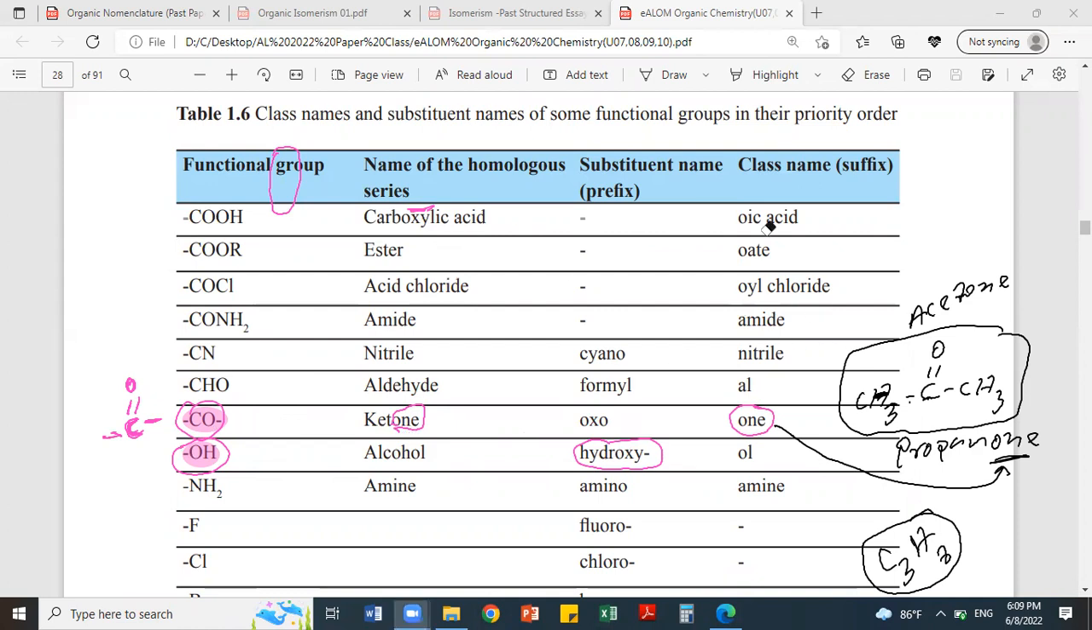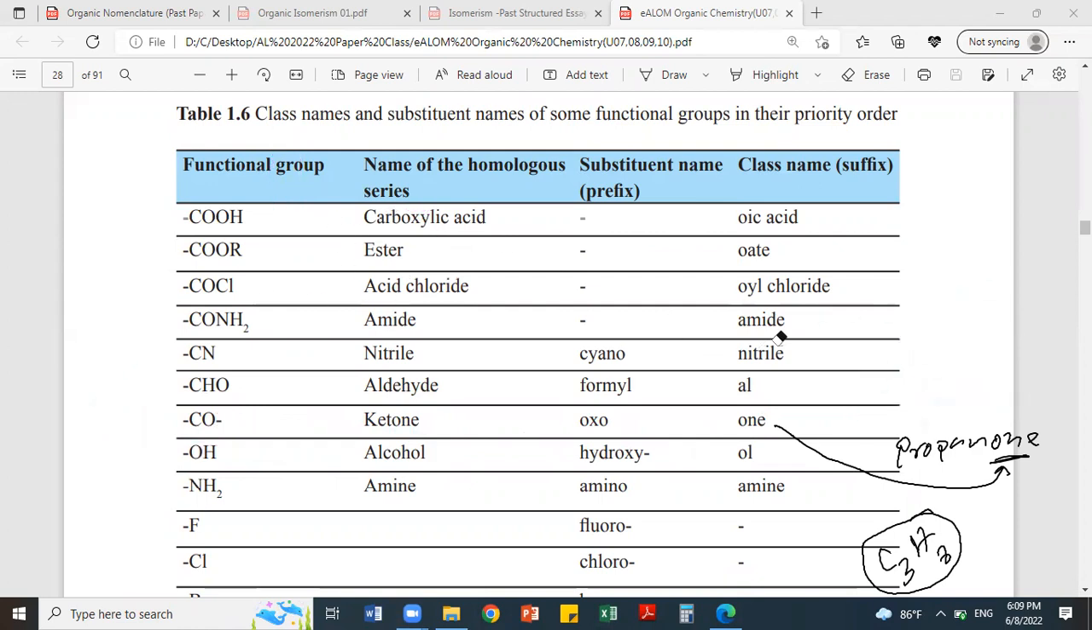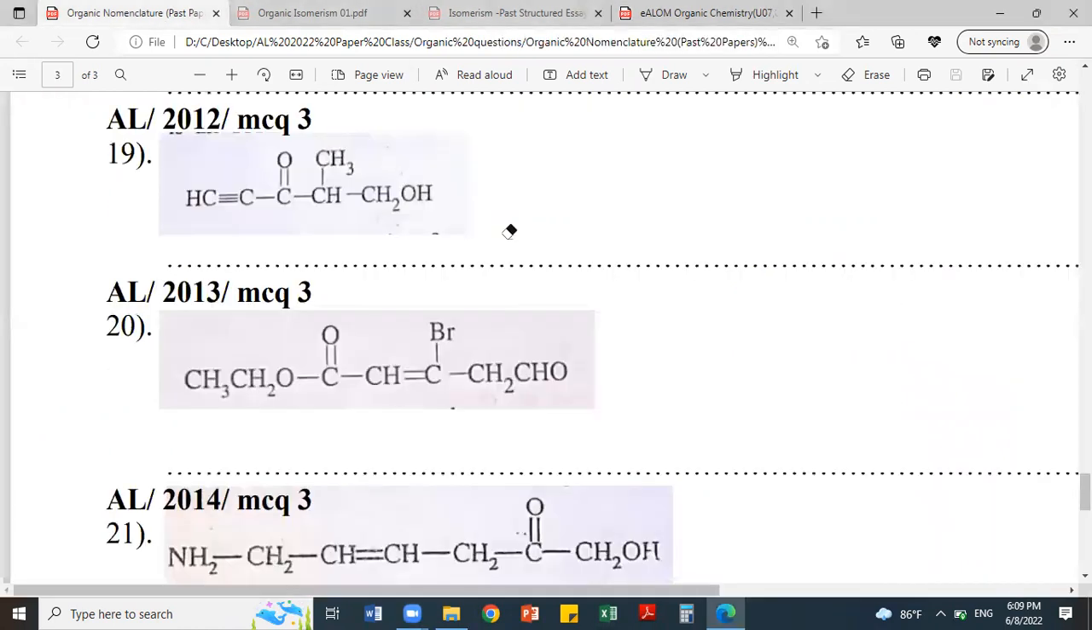Now let's move back again to the question here. Right now, what is OH? The main functional group, oh no, not OH. OH becomes hydroxy. This becomes the substituent group. Oxo is the main group now. This is called oxo. Sorry, not oxo, -one. The functional group I'll highlight in red, and the others I'll highlight in green.